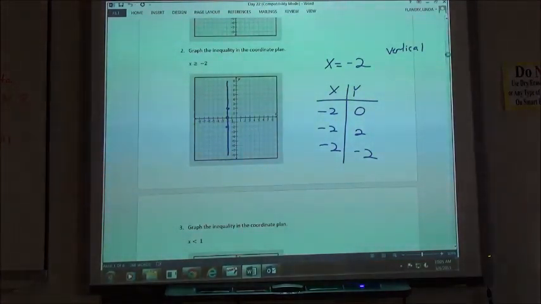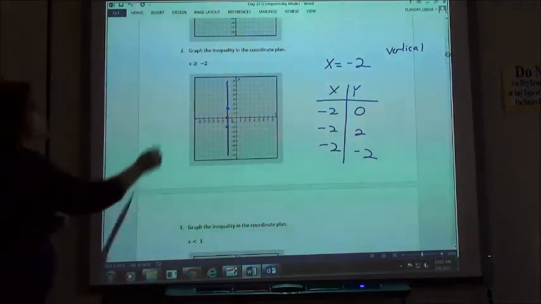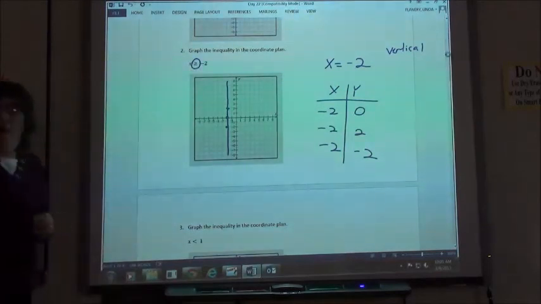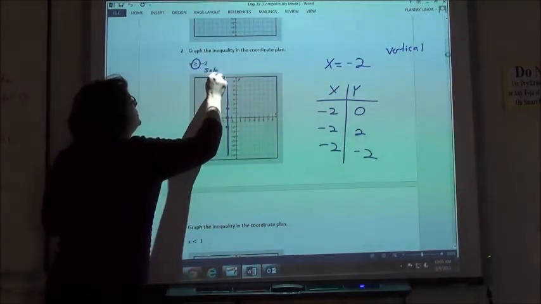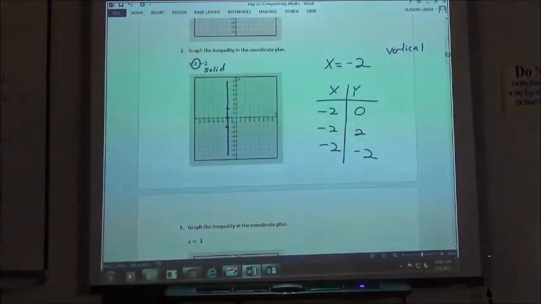So in this one, when I look at my inequality symbol, this one does have the equal to bar underneath my inequality. So this line is going to stay solid instead of being a dotted line.